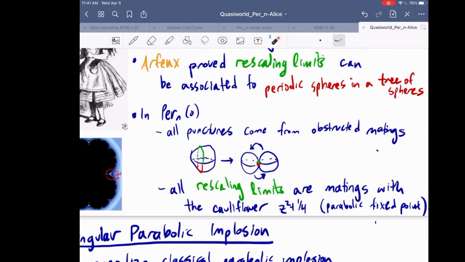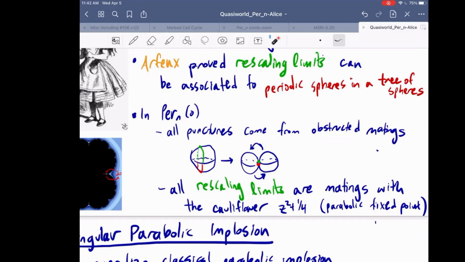So for instance, in the Basilica example, this sphere mapped over here, and then this sphere mapped back. So if I just looked at the second iterate, that is a periodic sphere. And when I look at the second iterate, I just have a return map on a single sphere that I can get dynamics on. And then that dynamics is called the rescaling limit.